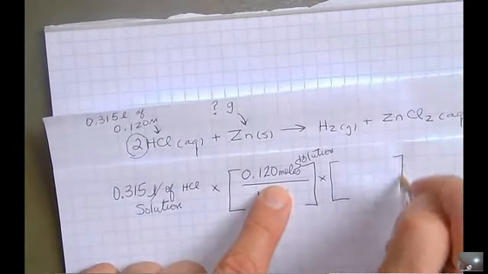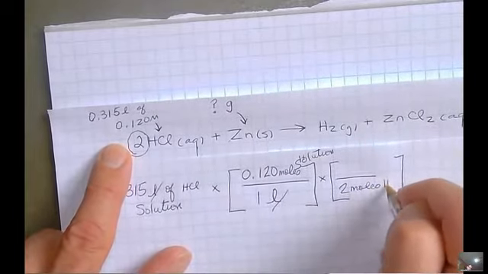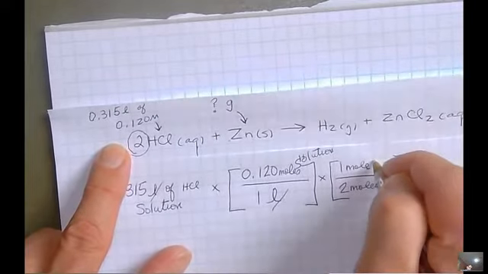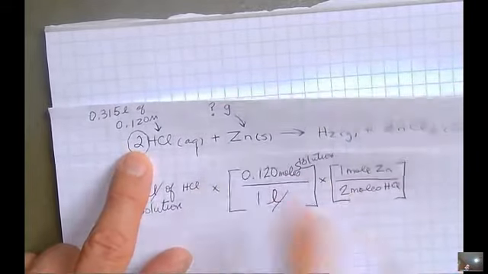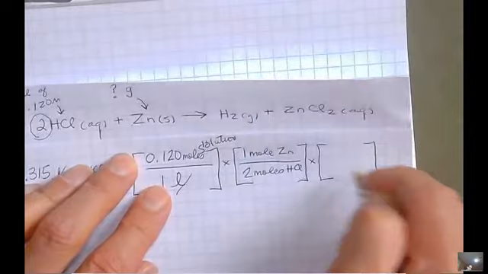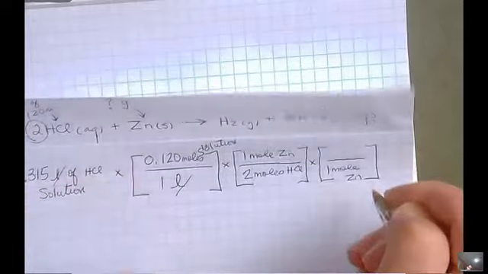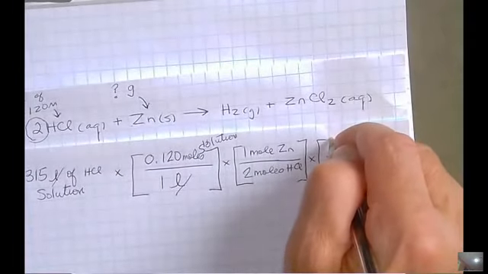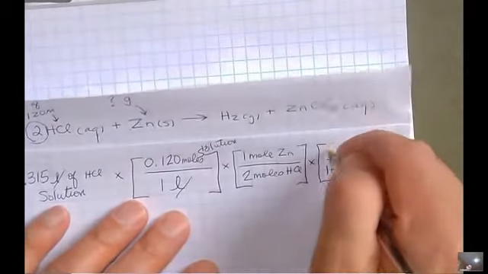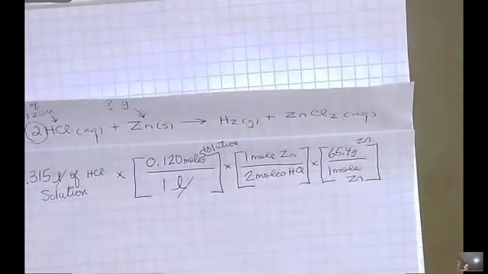Okay, if I have moles, I am allowed to go right to the balanced equation. For every 2 moles of HCl that react, 1 mole of zinc also reacts with it. 2-to-1 relationship. Last step, use our same molar mass to get the grams of zinc. Every 1 mole of zinc weighs 65.4 grams of zinc. So I have exactly the same thing.